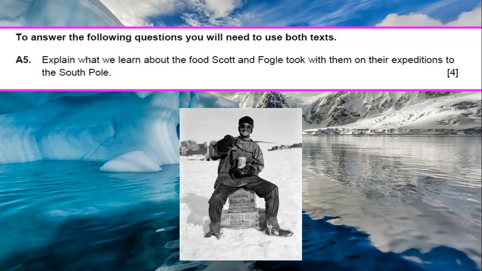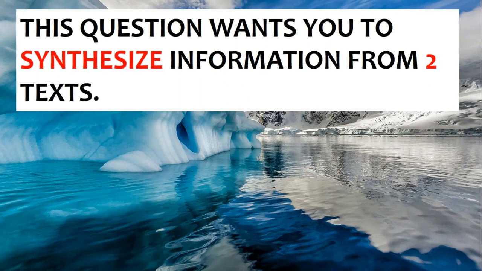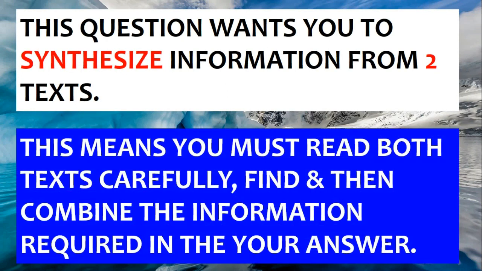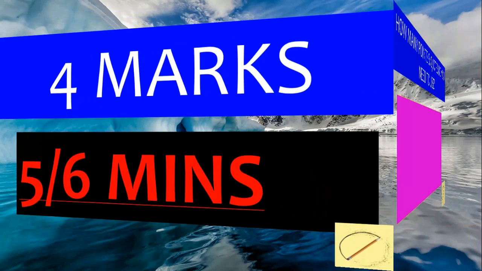So again, the question is, look at both texts, explain what we learn about the food Scott and Fogle took with them on their expeditions. So this question wants you to synthesize information from two texts. This means you must read both texts carefully, find and then combine the information required in your answer. Like I said, it's worth 4 marks, so we should be spending 5 to 6 minutes on it.